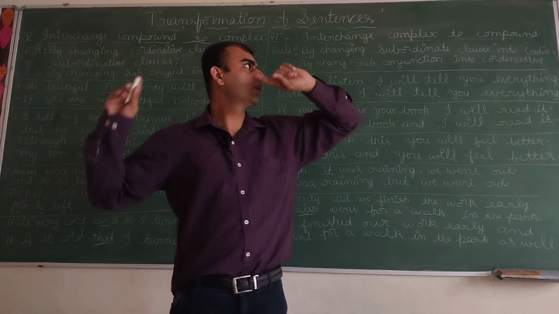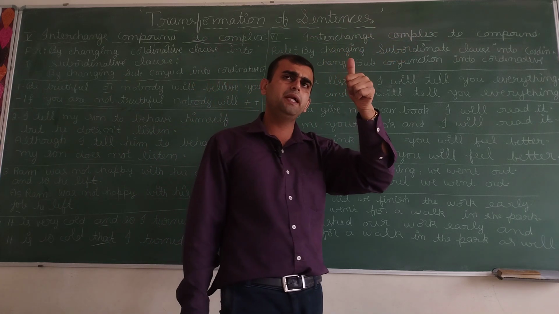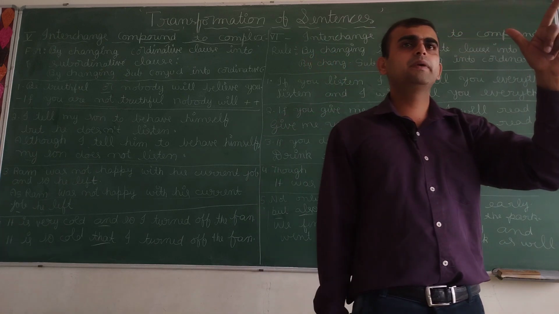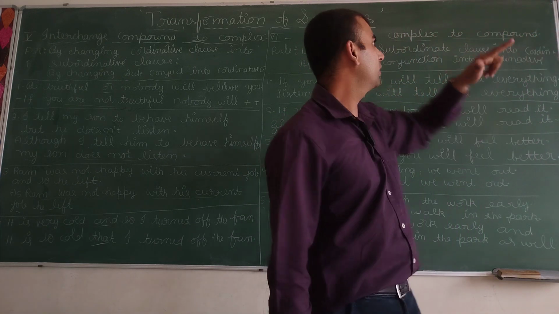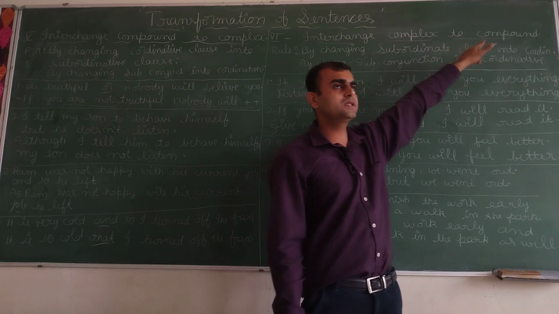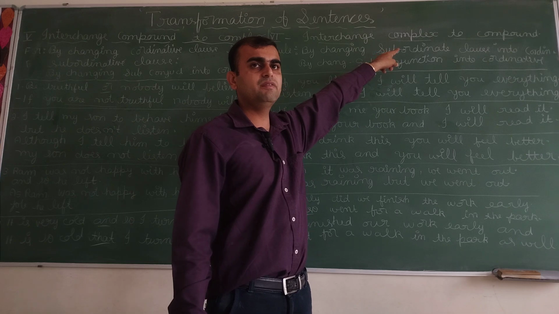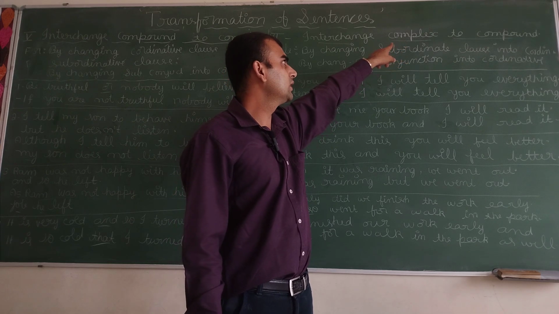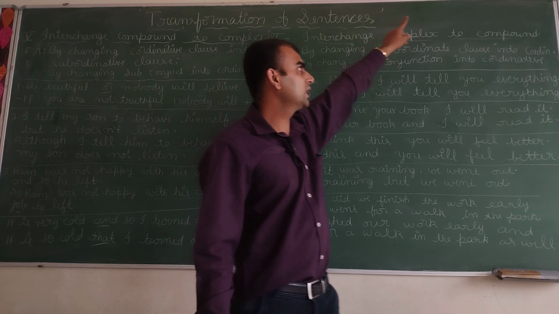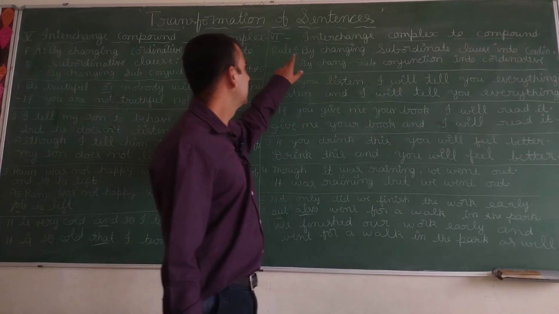Just the opposite of that. Okay, complex to compound. What is complex? There must be one dependent clause and one or more independent clauses. In a compound sentence, there must be two independent clauses. In a complex sentence, what will we use? We will use a subordinative conjunction. For a compound sentence, we will use a coordinative conjunction.